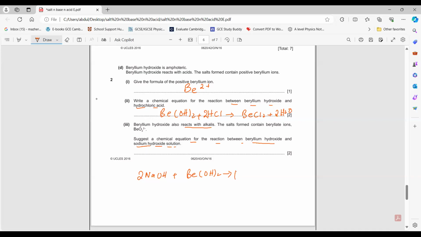So NaOH. Won't it be the Na2 same? हमारे पास salt आएगा ना, salt and water आता है ना हमेशा. Na2BeO2 plus 2H2O.